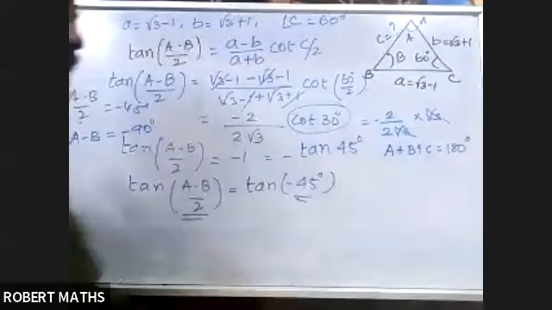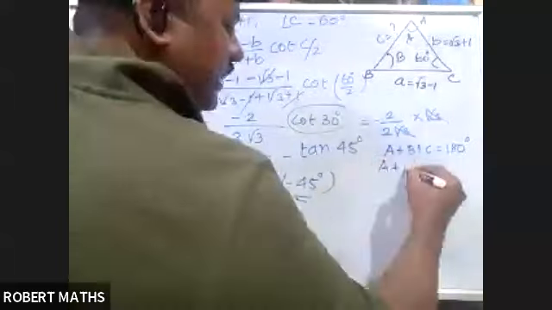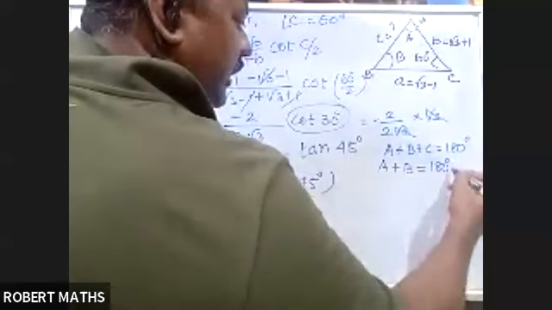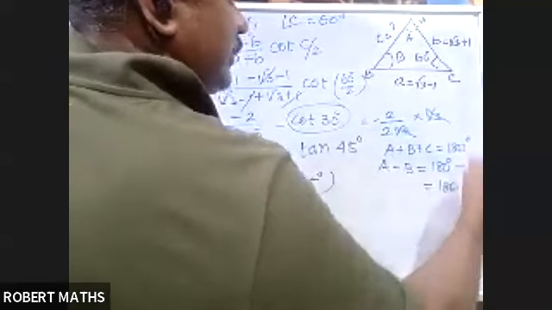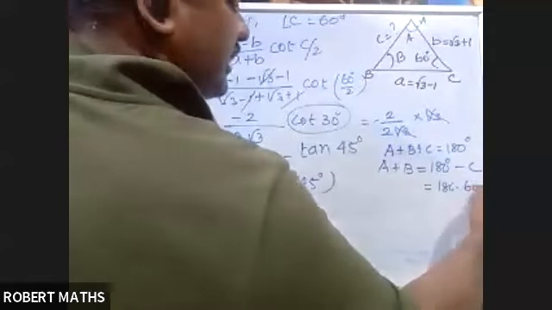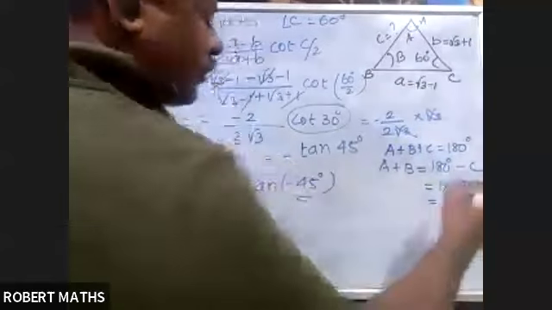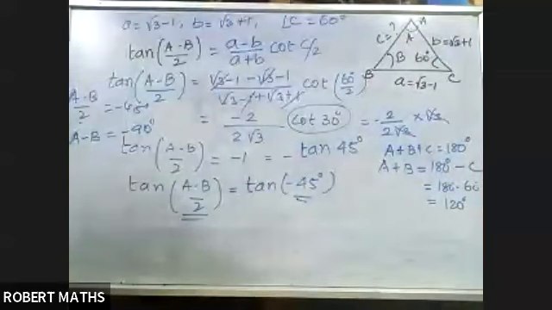180 degree. Now we want to find out A plus B. Your A plus B is 180 degree minus C. C's angle is given, which is equal to 60 degree. Therefore I can get 120 degree.